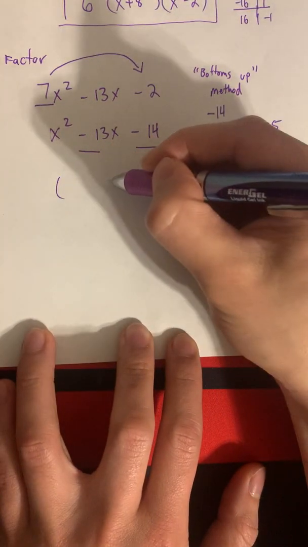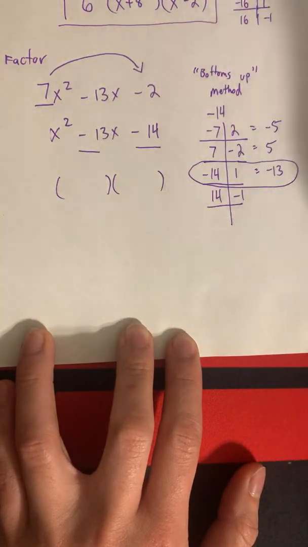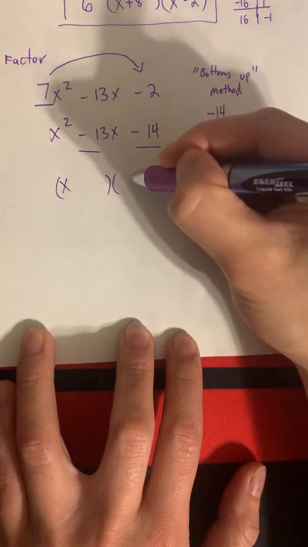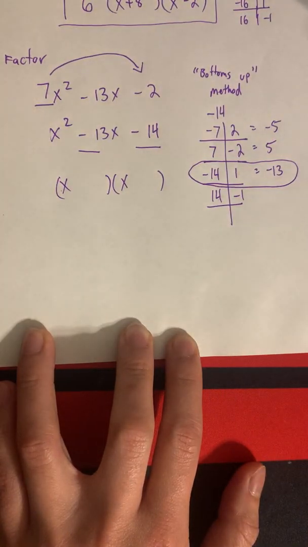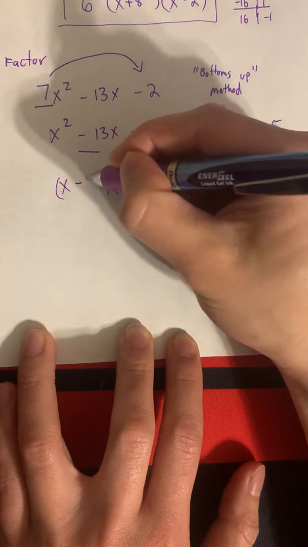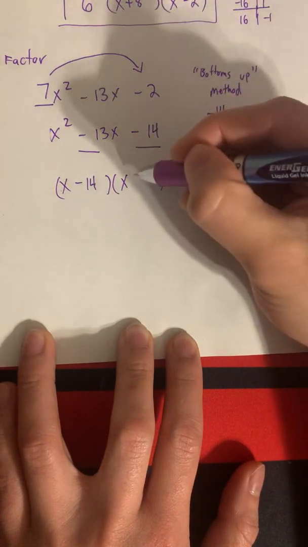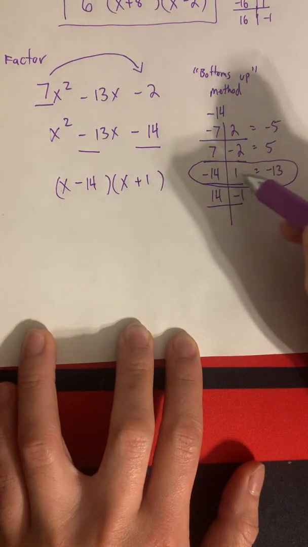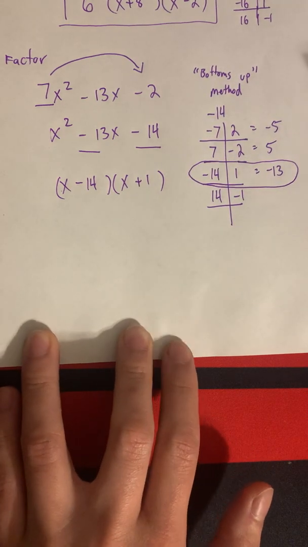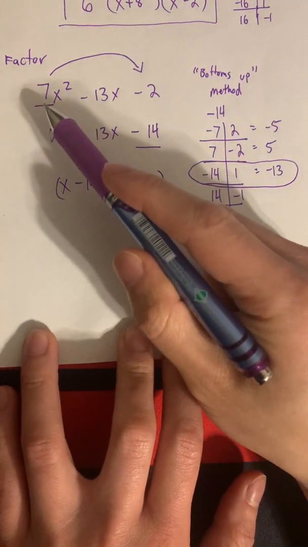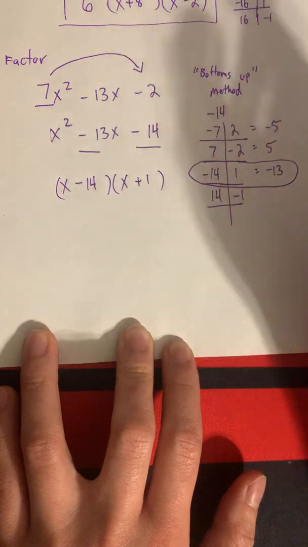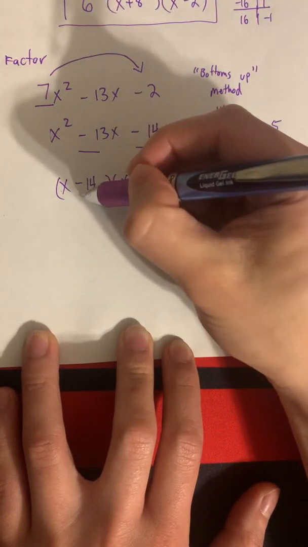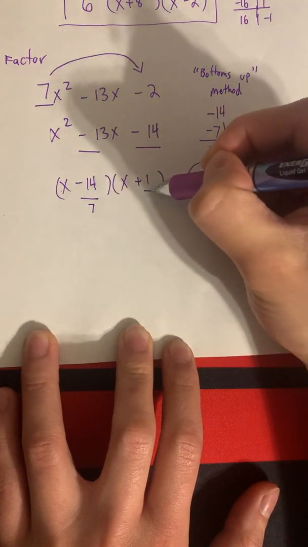So let's make our brackets here. And we're going to put x's in front because there's an x squared term here. We're going to put minus 14 here, and we're going to put plus 1 here, because those are our factors. But we're not done. Since we multiplied by 7 in the beginning, we have to divide by 7 here.